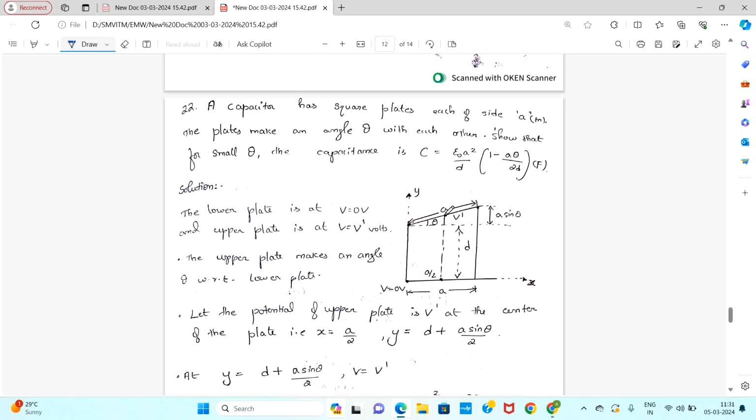But one of the plates is making an angle theta with respect to the other one. That's why the upper plate is slightly tilted, and the angle by which it is tilted is given as theta. This is your upper plate. This is the lower plate, and this upper plate is making an angle theta with respect to the lower plate. Okay, and the question is to show that for small angles, small theta, the capacitance equation is so and so.